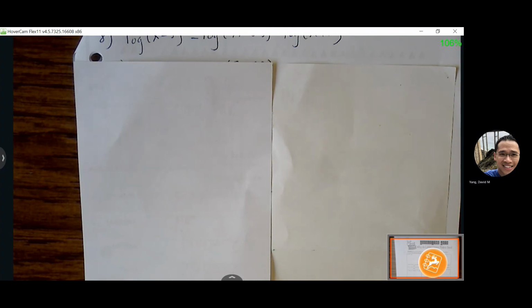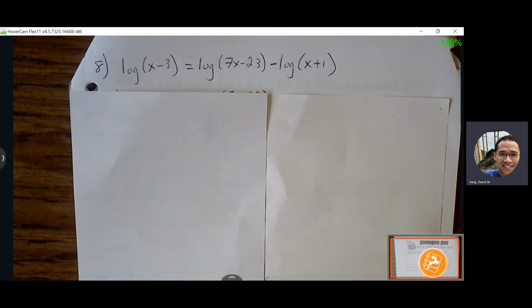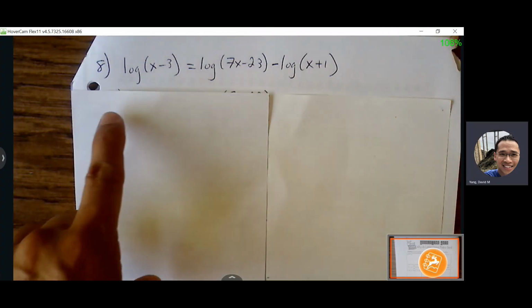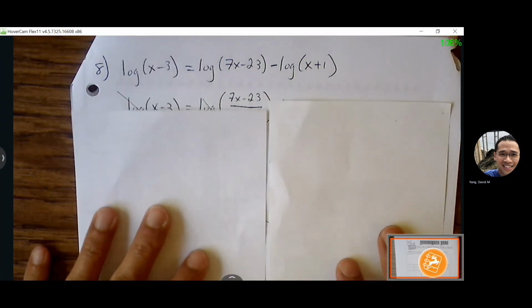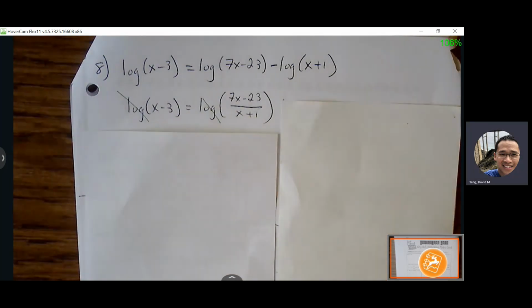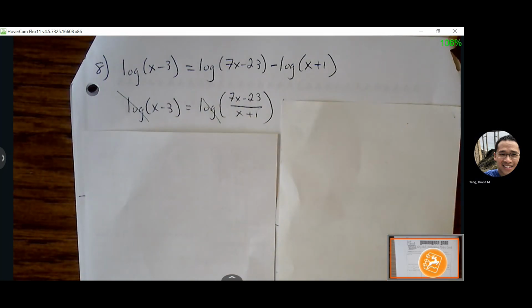All right, so here's number 8. Left side is good to go. It's the right side that needs a little bit of cleaning up. Yeah, the positive term is going to be part of the numerator, and the negative term is going to be where the denominator goes.